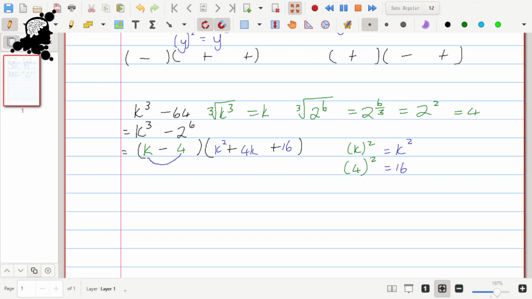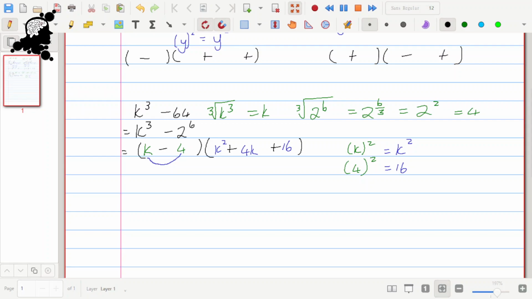If you want to check if your answer is correct, you could just multiply out the products and see if it's going to give you k cubed minus 64. For that, please have a look at our video on products. I will put the link down in the description so that you know exactly how to find the product of the specific expression. Please take note, this is a product of a binomial and a trinomial. Wonderful. We are done factorizing this.